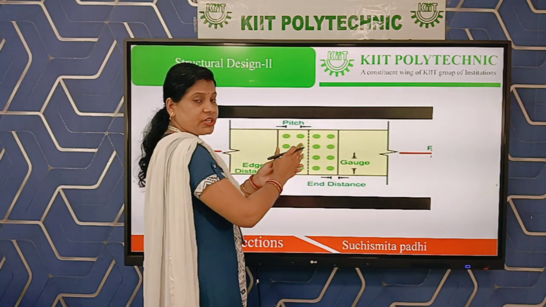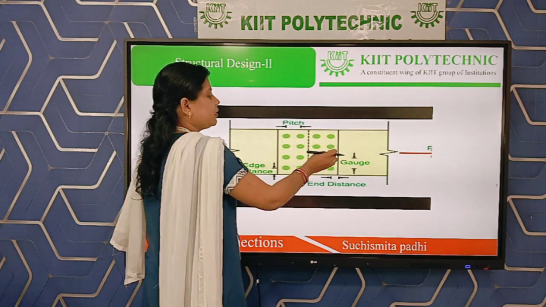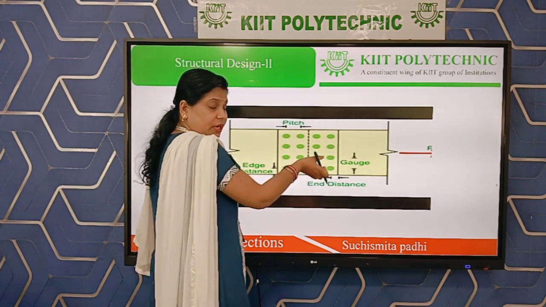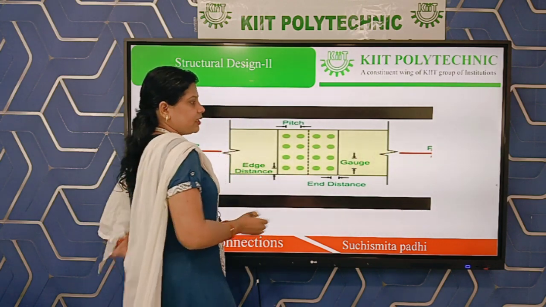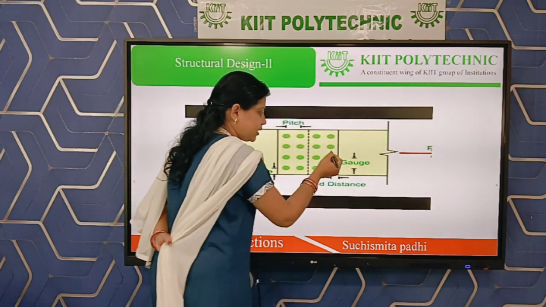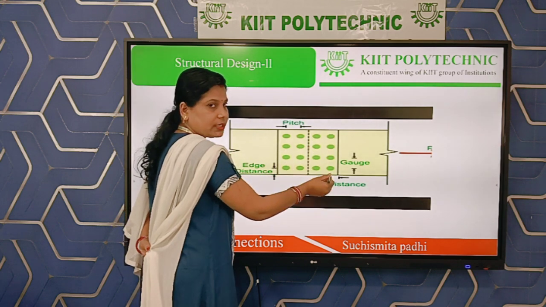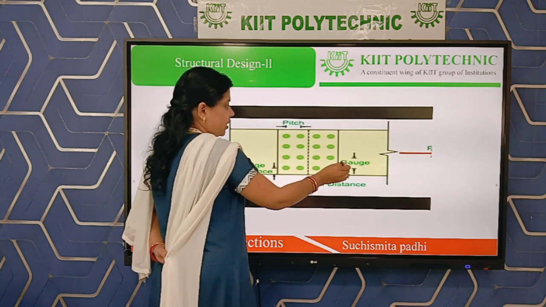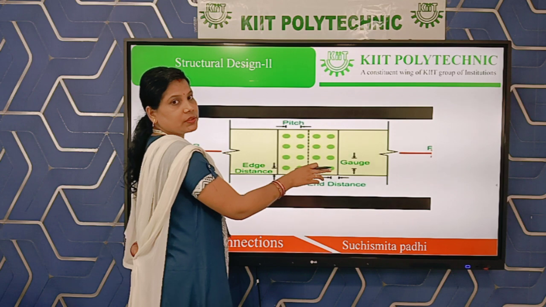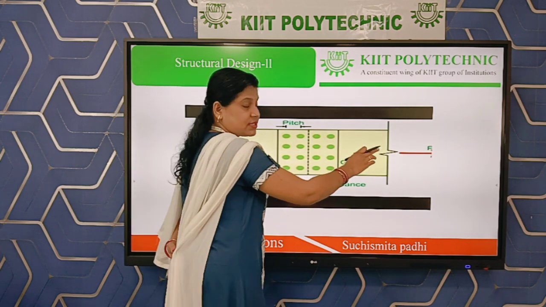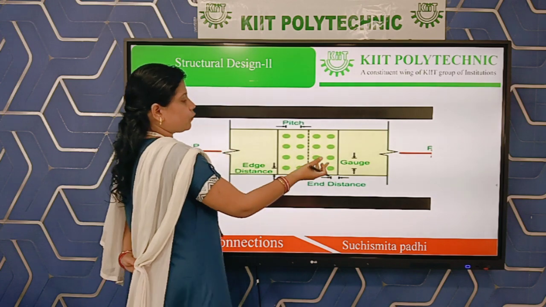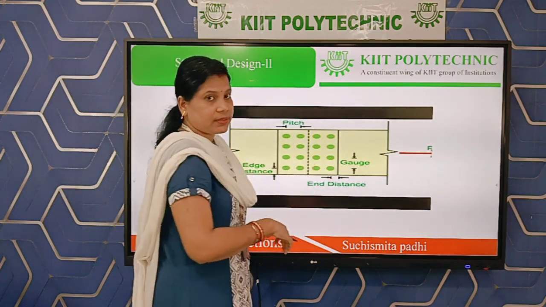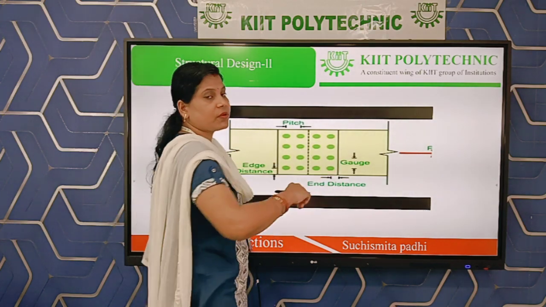The definition is the same. We are measuring the distance between two consecutive bolt holes that is perpendicular to the direction of stress. If this is the direction of stress, then we are measuring perpendicularly or vertically. That's why gauge is just opposite of pitch. In case of pitch, we are measuring the distance horizontally, parallel to the direction of stress, and in case of gauge we are measuring the distance vertically, perpendicular to the direction of stress.